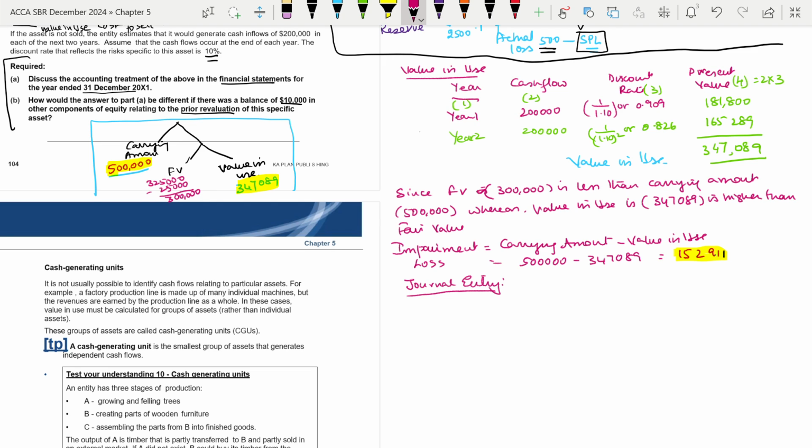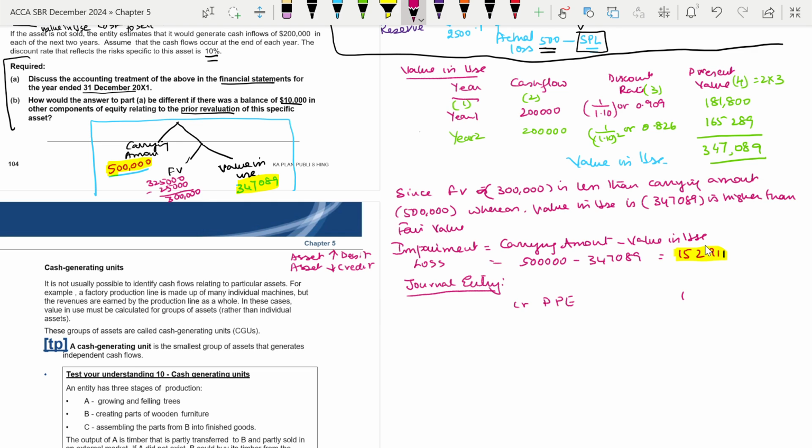Asset value is decreasing. If an asset increases, debit. If an asset is decreasing, see, I will repeat this here many times. As I said, if an asset is increasing, it should be debit. If an asset is decreasing, it should be credit. Now what happened? Asset value is decreasing. Property, plant and equipment.